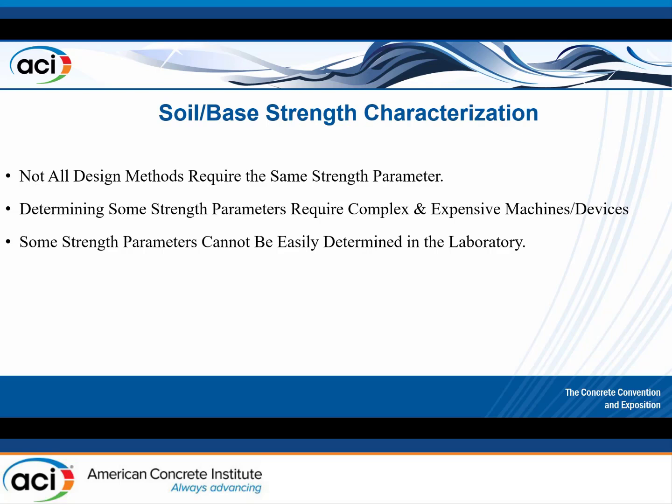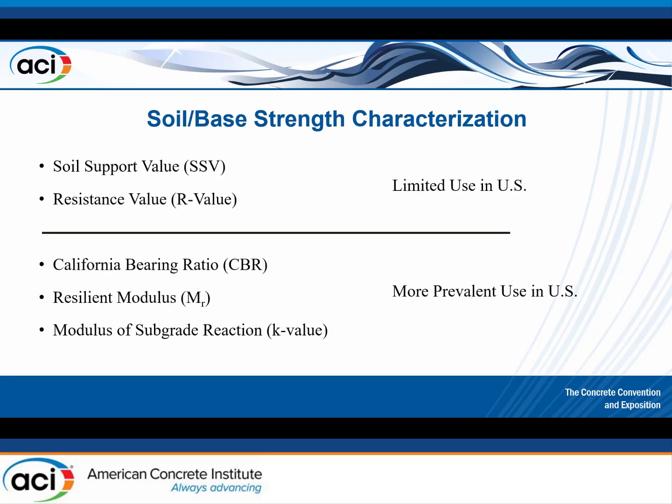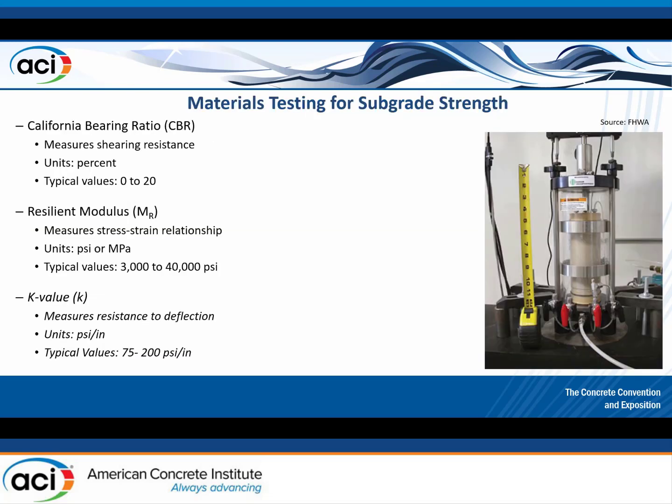Some of those tests are complex and they can be very expensive, meaning that getting those values from your geotechnical laboratory can be very expensive as well. And then some parameters that are asked for may not be easily determined in the laboratory. All right, and so I talked about these a little bit. These two values have very limited use in the US. These three, we tend to see more being specified and utilized in the US.